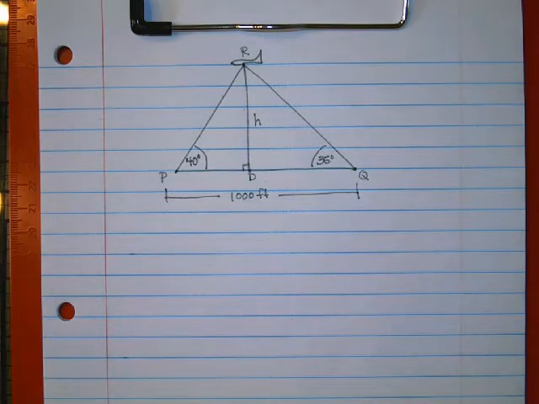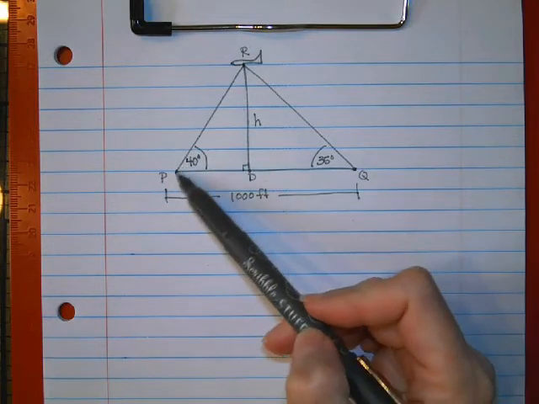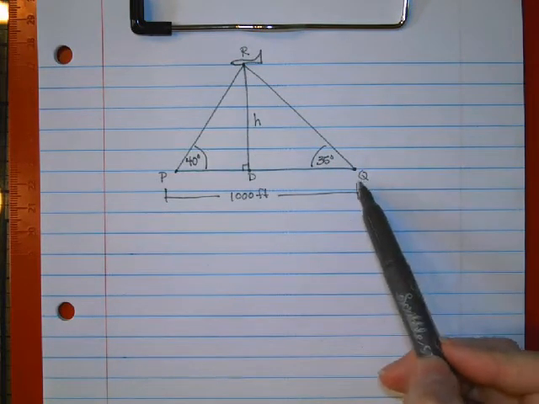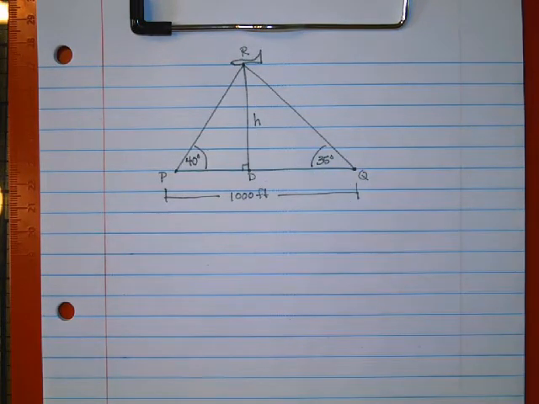Now, each observer is looking up at the plane that they have sighted at a given angle of elevation. Observer 1 is looking up at a 40-degree angle to see the plane, and observer Q is looking up at an angle of elevation of 35 degrees to see the plane there. So we've got to find how tall this plane is.